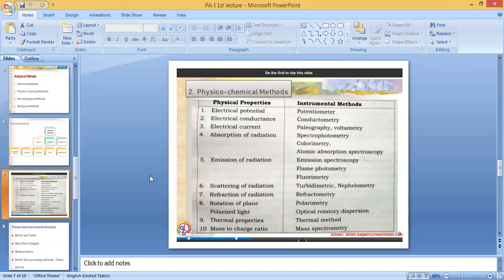So this is the second major part of quantitative analysis, which comprises our fifth unit of Pharmaceutical Analysis 1. Of this we are going to study in detail.